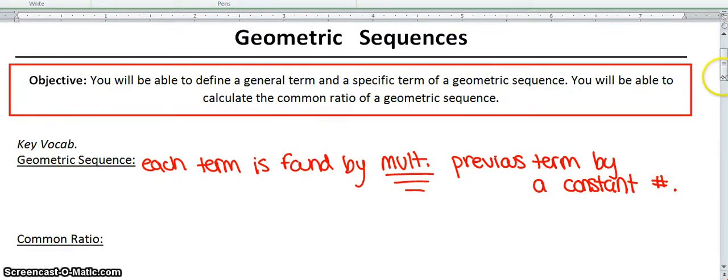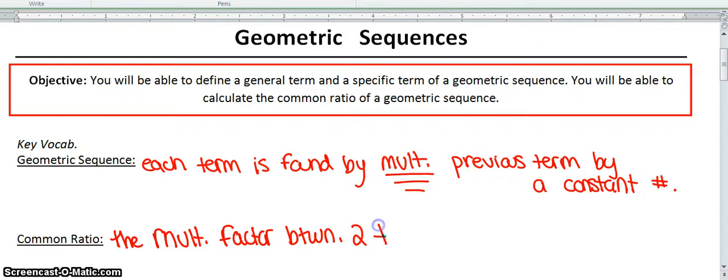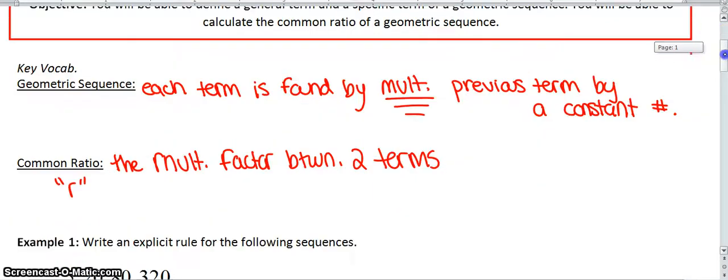Now that constant number is what we call the common ratio. So more specifically, the common ratio is the factor between any two terms. Or I should say the multiplied factor. The multiplied, you see what I did there? That was going to be an F, but now it's an F. Anyways, the multiplied factor between any two terms. And we often call the common ratio r as the variable. R for ratio.